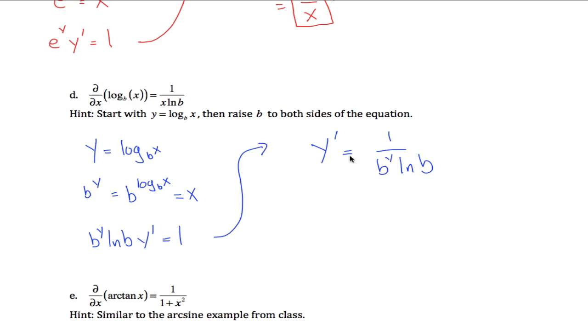Which is great, except you don't want your answer for the derivative of y to be in terms of y. You want it to be in terms of x. But fortunately, we know that b to the y is equal to x. So instead of writing b to the y right here, we can write x. And what that gives us is exactly what we wanted: the derivative of log base b of x is 1 over x times the natural log of b.